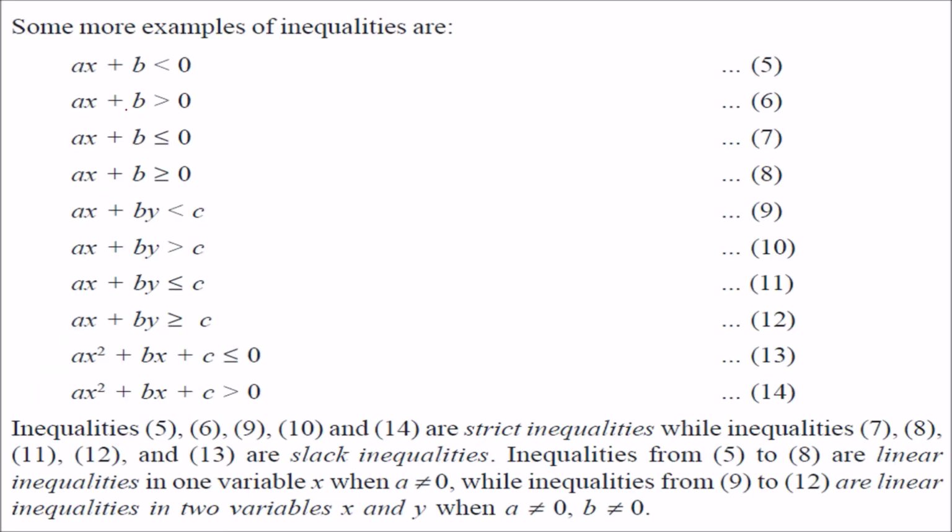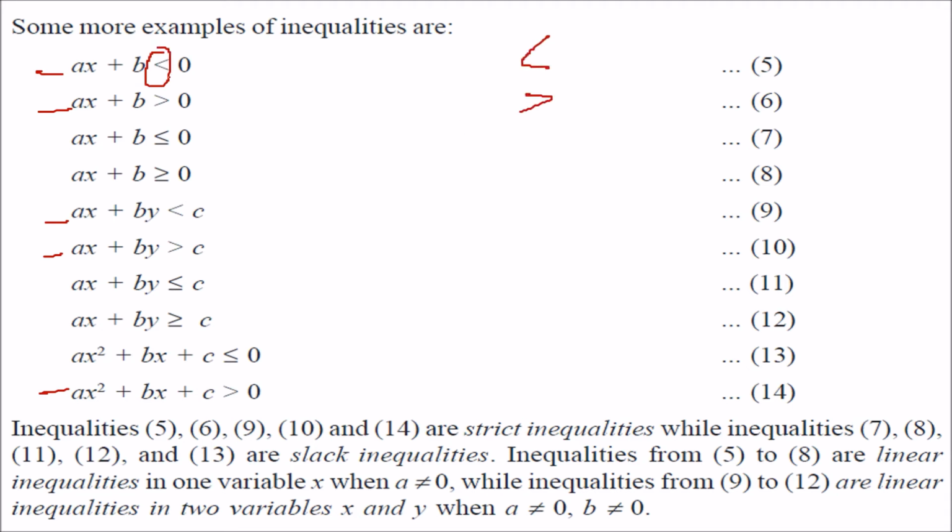See, these are the examples. This one to this one. Okay, these are all 5, 6, and this one, and this one. These all are strict inequalities because the sign is either less than or greater than.